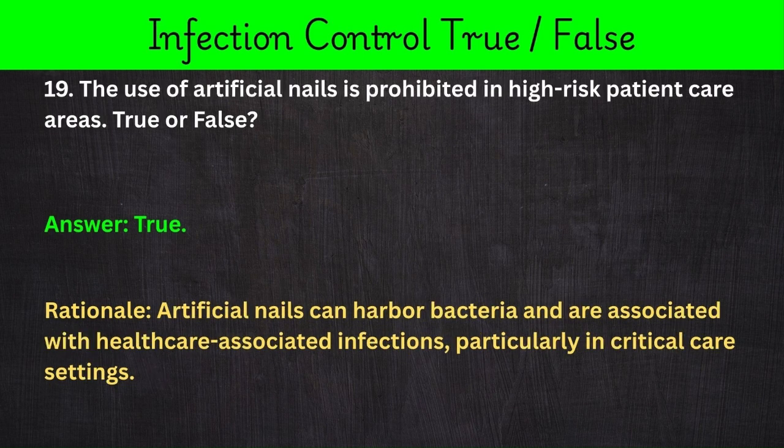19. The use of artificial nails is prohibited in high-risk patient care areas. True or false? Answer: true. Rationale: artificial nails can harbor bacteria and are associated with healthcare-associated infections, particularly in critical care settings.